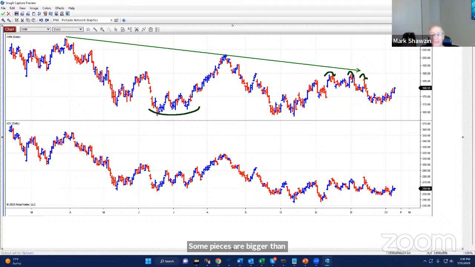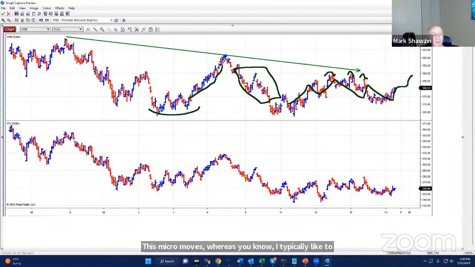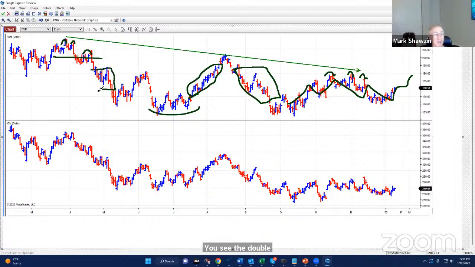And you can see the markets now are kind of just locked in these micro moves. Whereas, I typically like to take a chunk out of the market, take a piece out of the middle, whether it's on the upside or the downside. You see the double top here, and then you take a piece of the middle.